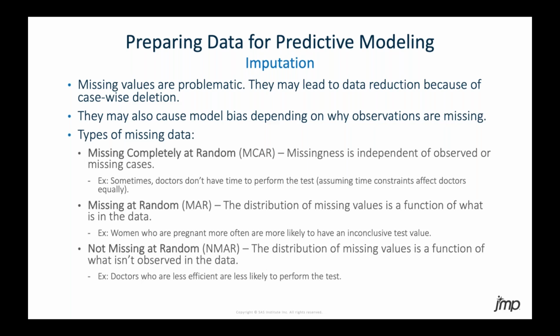So say, for example, I knew these particular doctors who are less efficient. Maybe it's a function of how long they've been practicing. And let's say I had that information in the data set or I had access to it, then I could use that to treat this more as missing at random and not as not missing at random.